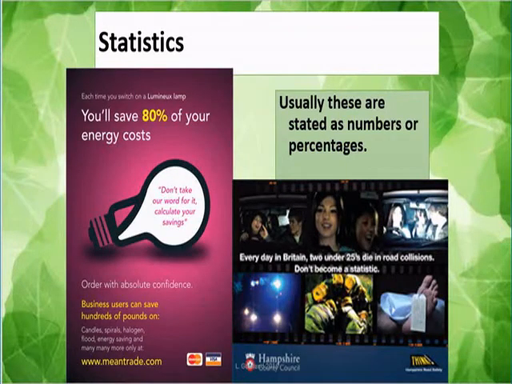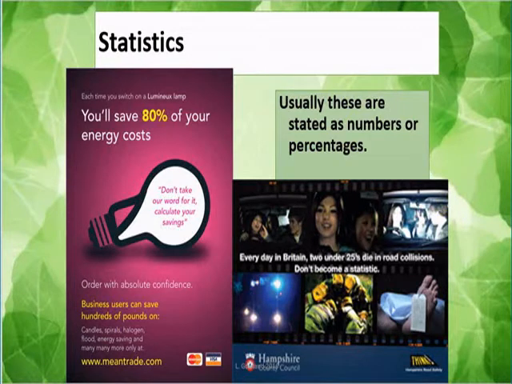Statistics are a really good way to persuade somebody. Basically, they're like a special kind of fact, and they're normally stated as numbers or percentages. So you often see something like 80% of your energy cost, or 2 under 25s.